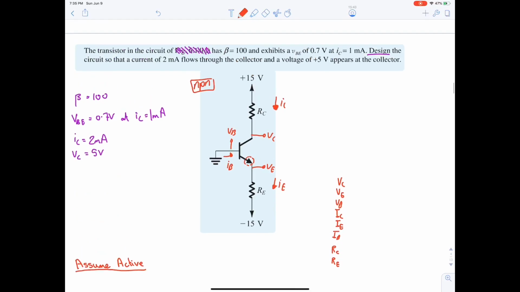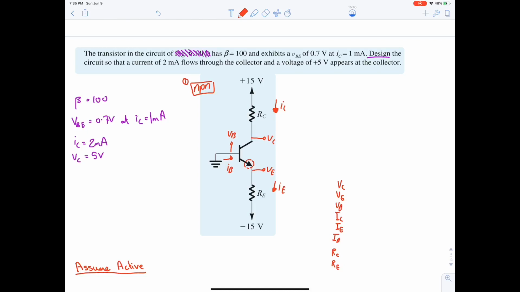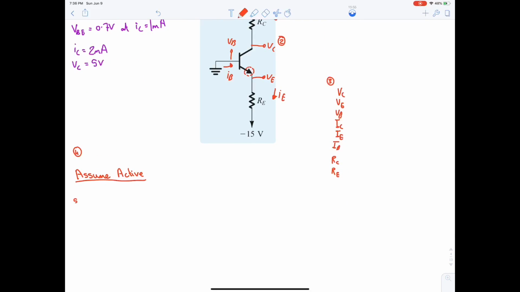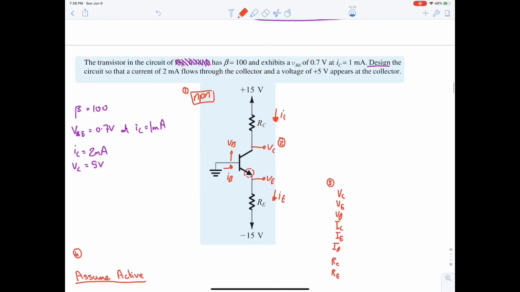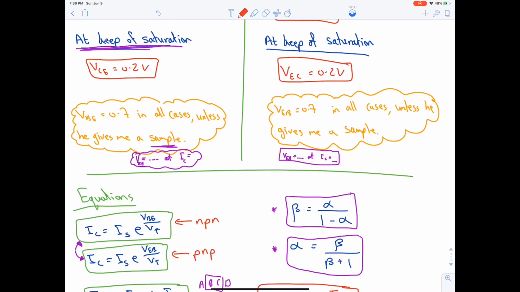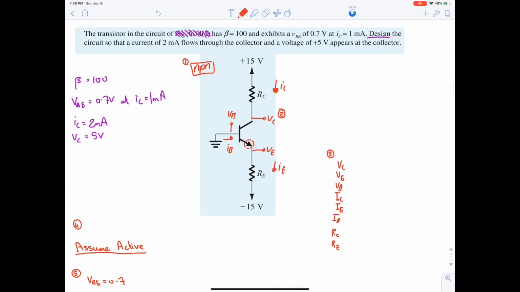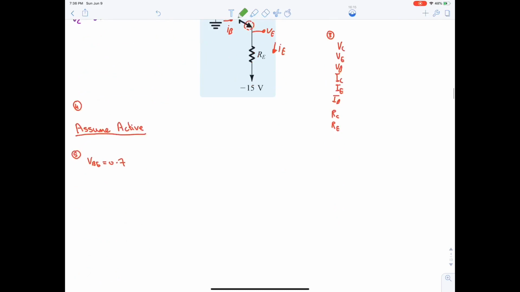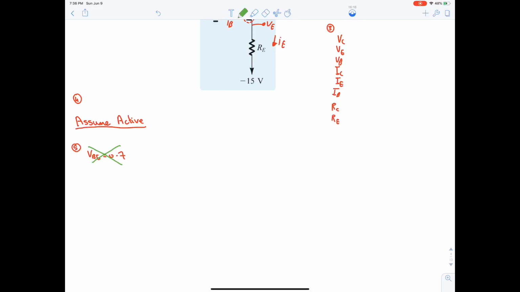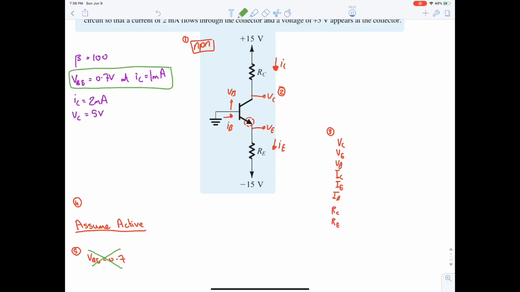So the first step I said is to put the type. Second step is to label. Third step is to list. Fourth step is to assume. Fifth step is to write that VBE is equal to 0.7, right? We said here VBE is 0.7 in all cases unless he gives me a sample. So in this question, do we have a sample or we do not have a sample? Yes, we do have a sample. Hence, VBE is not equal to 0.7. We have to recalculate it, because we were given a sample.